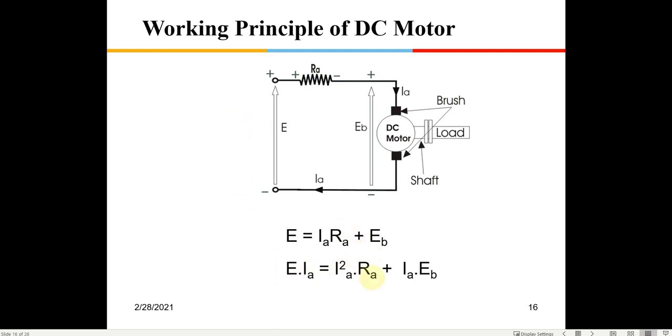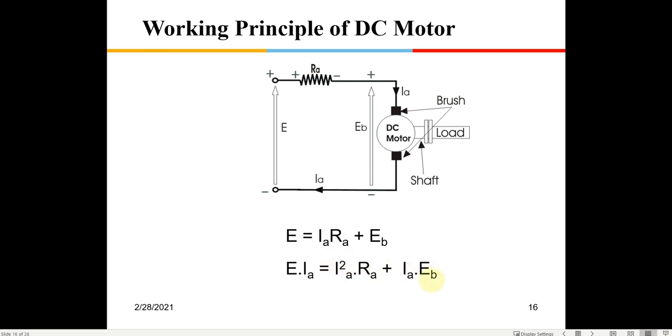And what is I square RA? I square RA is the heat generated. You know the power of a resistance, I square R, that power which will be dissipated as heat. So this is the heat which will get generated in the armature coil, that is the loss. Okay, this is purely a loss, it is not useful to us.